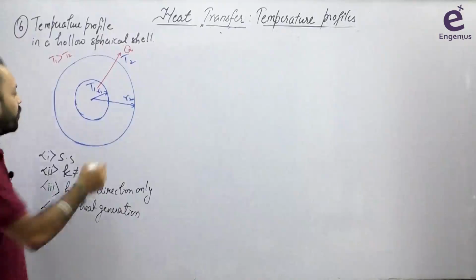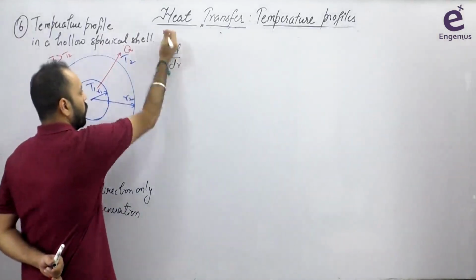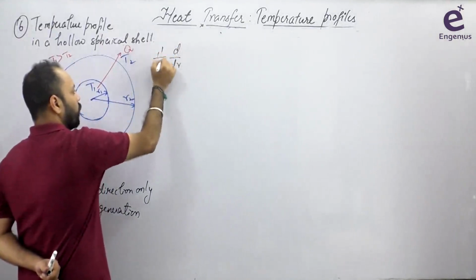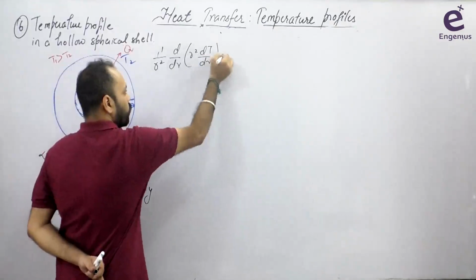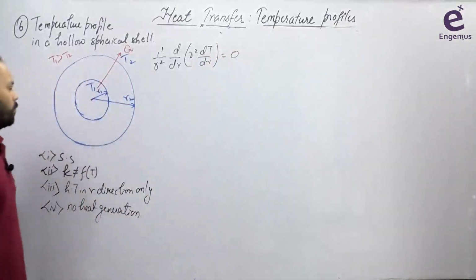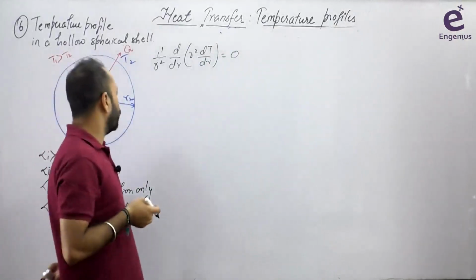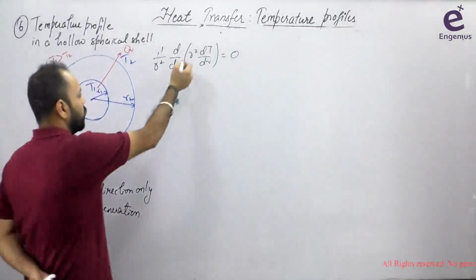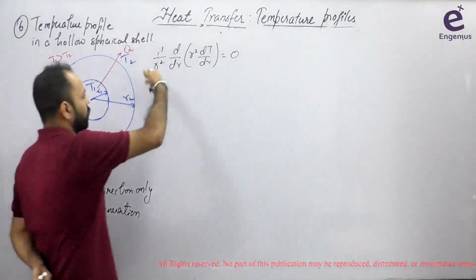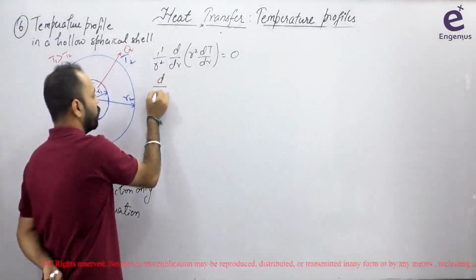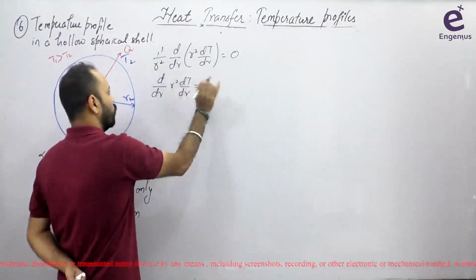कहाँ से स्टार्ट करेंगे? फटाफट शुरू करना है. कहाँ से? देखो, 1 by r² d by dr of (r² dT by dr) is equal to 0. Fine. है ना? So 1 by r² d by dr of r² dT by dr, this is the equation when the heat conduction is in radial direction. From where to start? इसको r² को 0 ले उधर ले जाओ, हो गया 0. This becomes d by dr of (r² dT by dr) is equal to 0.